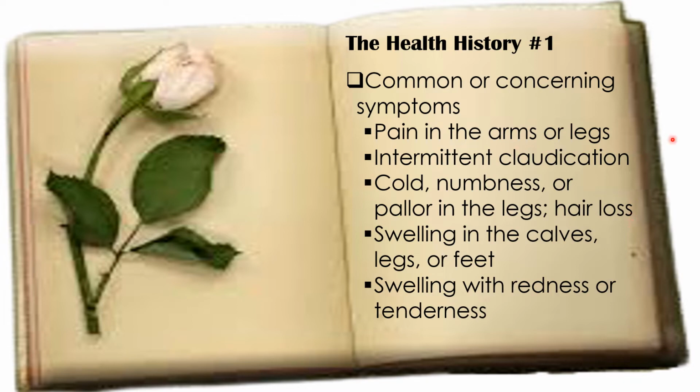So moving on to the health history. So as a student, you have to take note of the following common or concerning symptoms, and you must refer this to the physician. If there is pain in the arms or legs, there is intermittent claudication, there is cold or numbness or pallor in the skin, hair loss, or if there is swelling in the calves, legs, or feet, or there is swelling with redness, or there is tenderness, because all of this could be a sign of poor blood circulation.